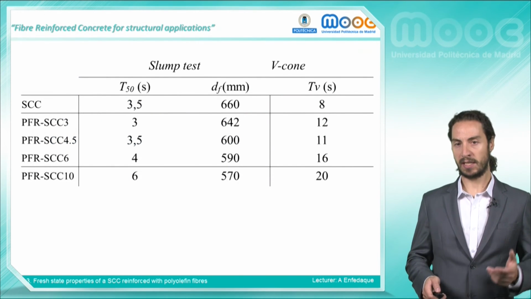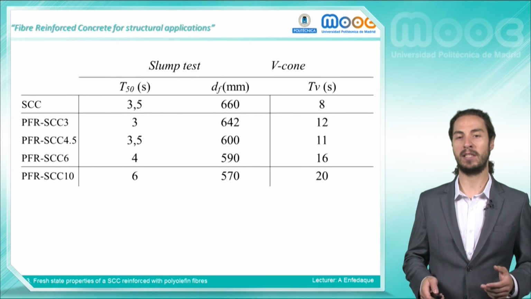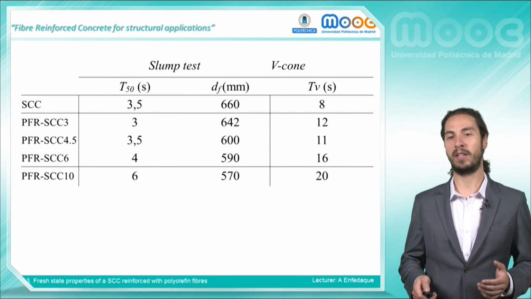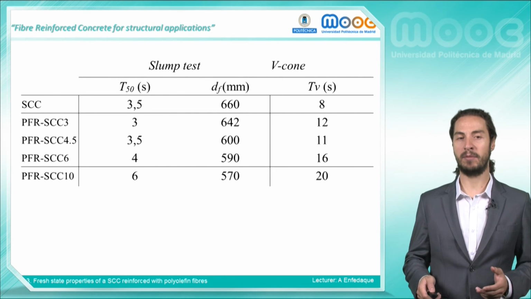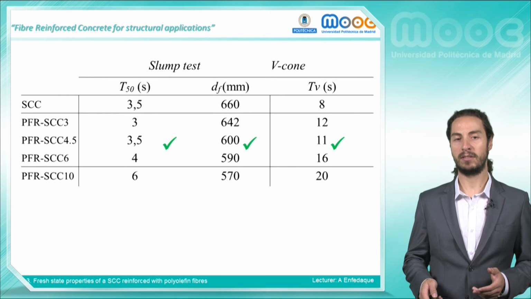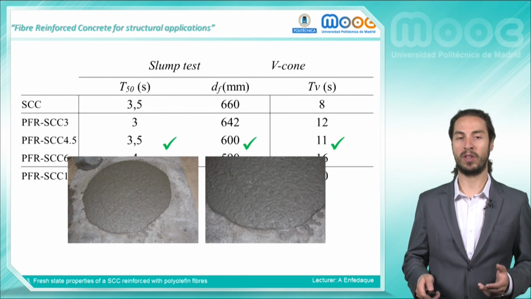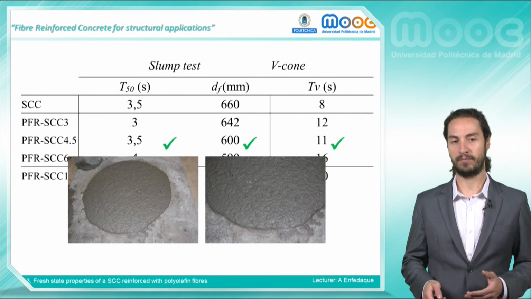In the table of this slide, it can be seen that all the parameters measured by the two test methods are within the limits established in the recommendations. This recommendation establishes that the diameter should be higher than 550 mm and, in the case of the V-cone, the time should be less than 25 seconds. It has to be highlighted that even in the case of PFR SCC10, the measurements taken are far from the limits that the recommendations require. In addition, in the picture shown, it can be clearly perceived that the distribution of aggregates is homogeneous within the patty, and also that the borders of the patty show no signs of segregation whatsoever.